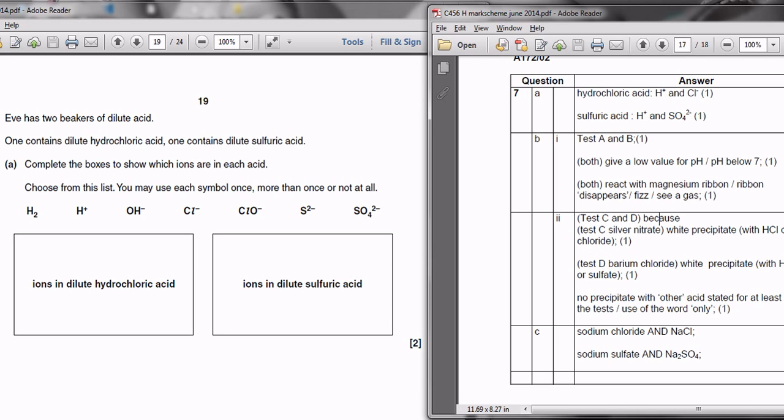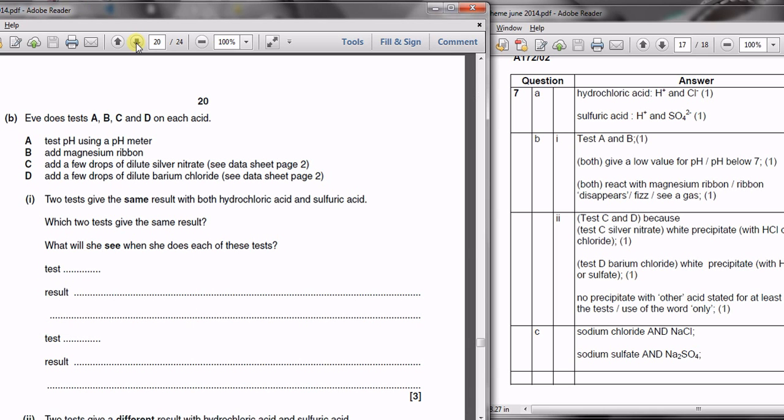Question 7a asks you which ions are in hydrochloric acid and which ions are in sulfuric acid. So for this you have to remember the formula. Hydrochloric acid is HCl, so it contains hydrogen ions and chloride ions. Sulfuric acid is H2SO4, so again it contains hydrogen ions, but 2 of them, and sulfate ions.